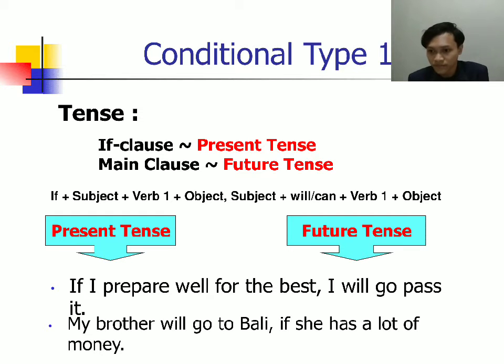Well, here there is a tense for conditional type 1. The if clause is present tense, the main clause is future tense. And the formula is if plus subject plus verb 1 plus object, subject plus will or can plus verb 1 plus object. For example, if I prepare well for the test, I will pass it. Here, if I prepare well for the test is present tense, and I will pass it is future tense.